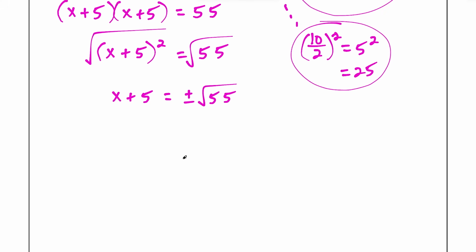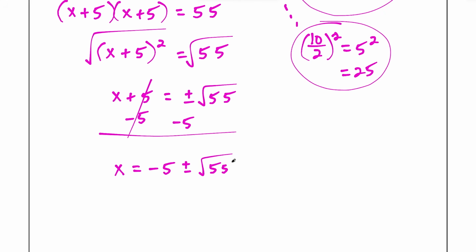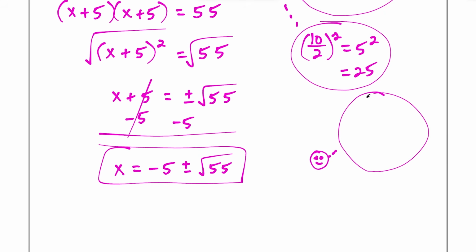And now the last step to solve is to do minus 5 on both sides. And the way that we express our answer is x equals negative 5 plus or minus the square root of 55. If expressing your answer like this is confusing, just know that what's actually happening here is we have two answers. Our first answer is negative 5 plus the square root of 55. And our second answer is negative 5 minus the square root of 55. Okay, so that's what plus or minus means. It means you have two answers. So we could say plus this value or minus this value.